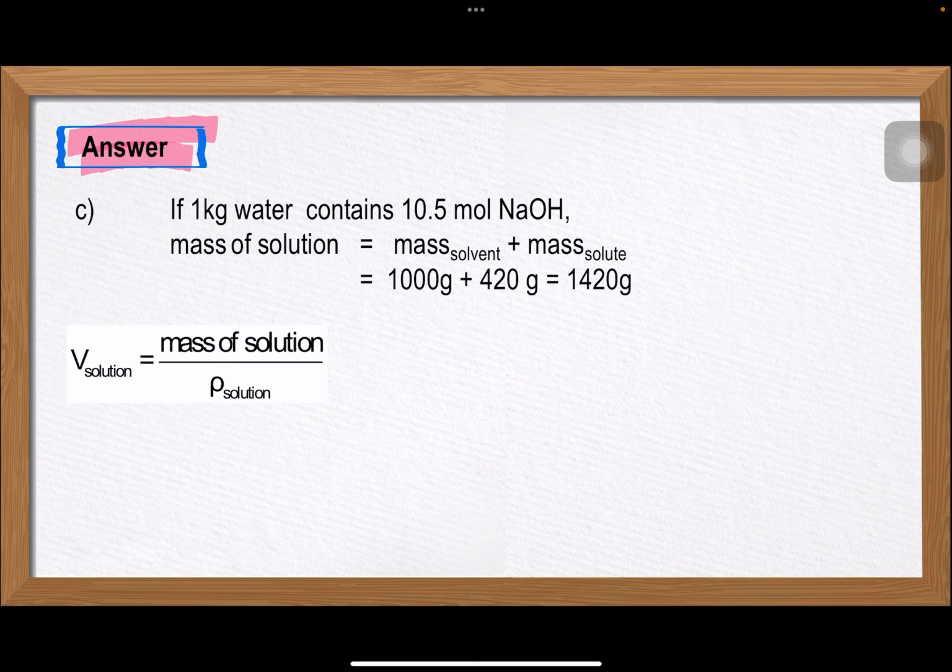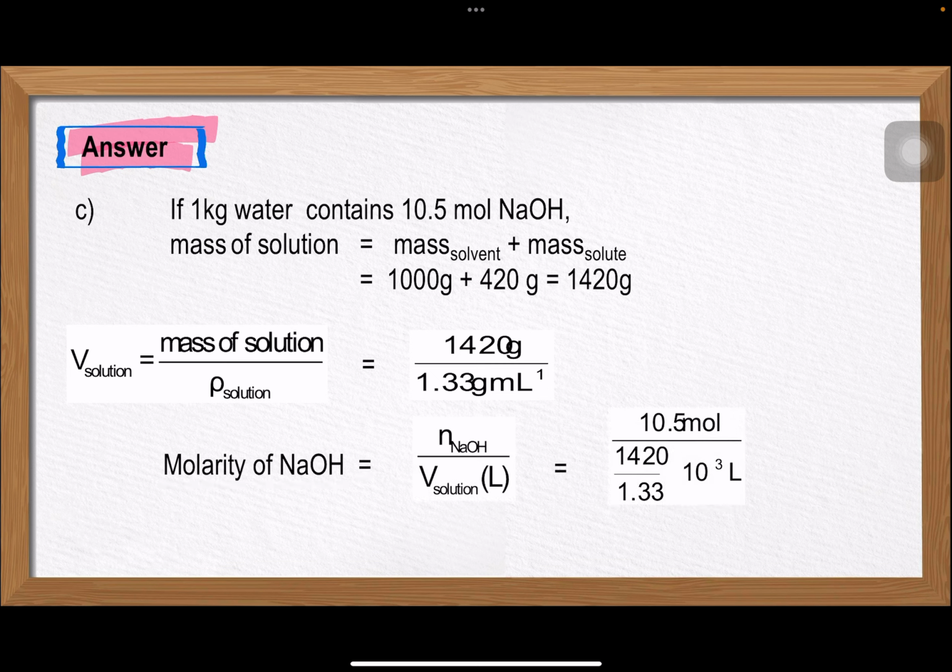So molarity, you already know the mol. Mol is 10.5 mol. So what is the volume of the solution? We can identify from the density. Density is 1.33 gram per milliliter. So we already know the mass of the solution, that is 1420 gram. So the volume of solution should be 1420 divided by 1.33 gram per milliliter.